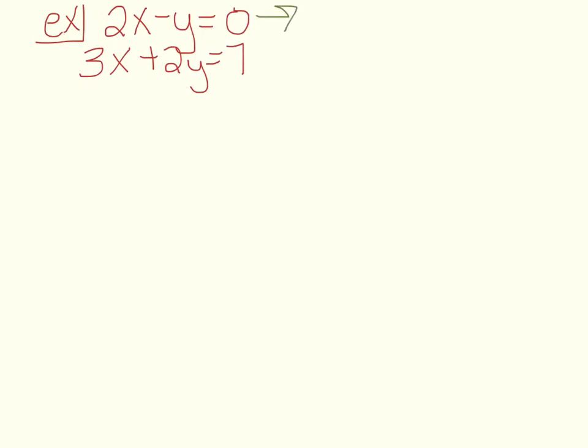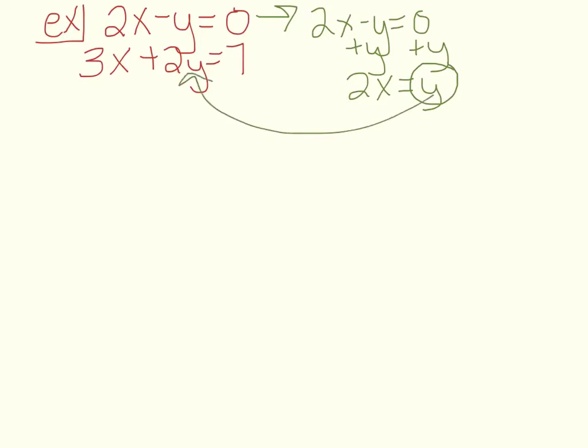To get y by itself, I can simply add y to both sides. So I started with 2x minus y is equal to 0. If I add y to both sides, I get that 2x equals y. Technically, I have y all by itself right here. So I'm done. I did the first step of substitution where I solve for one variable. Now, the second step of substitution is substituting this part in for y in the second equation.